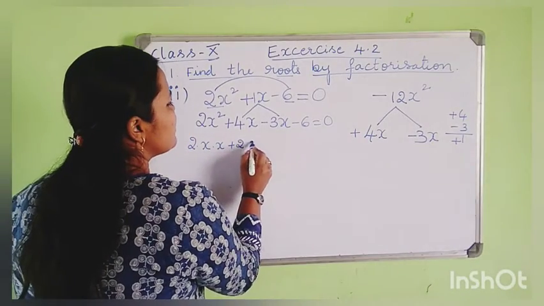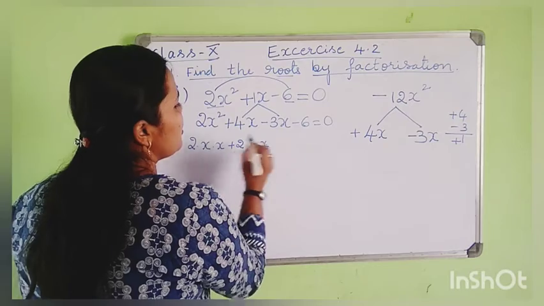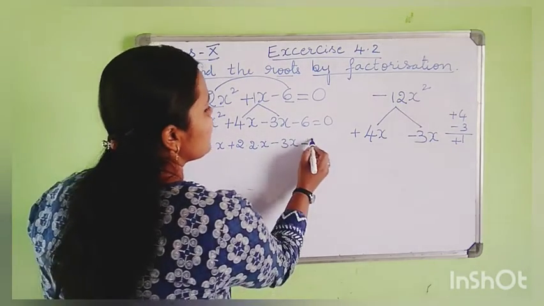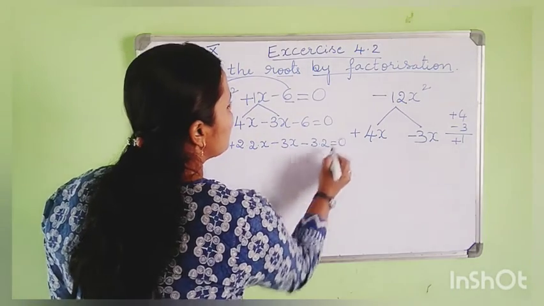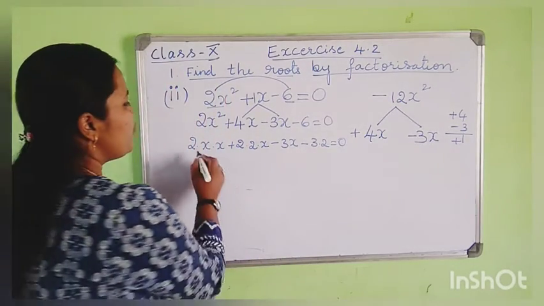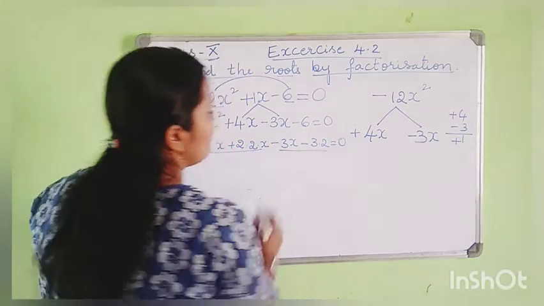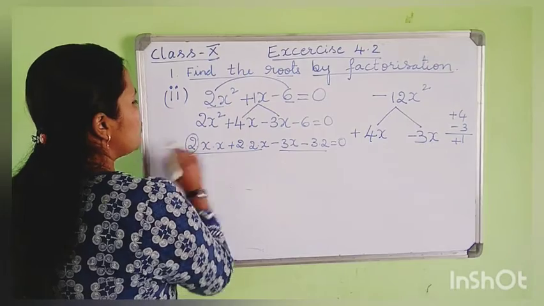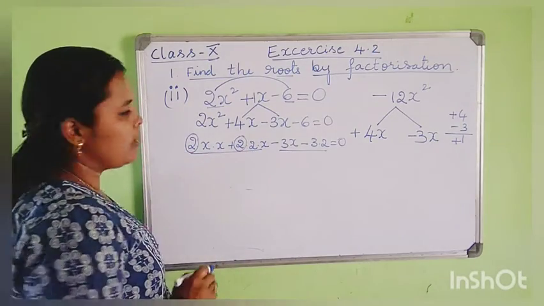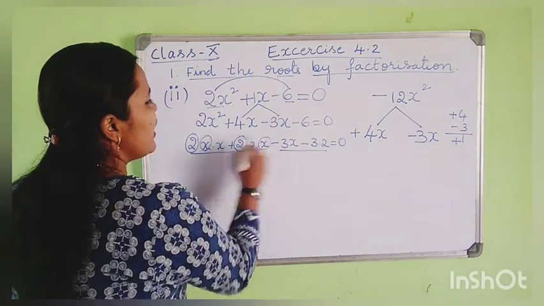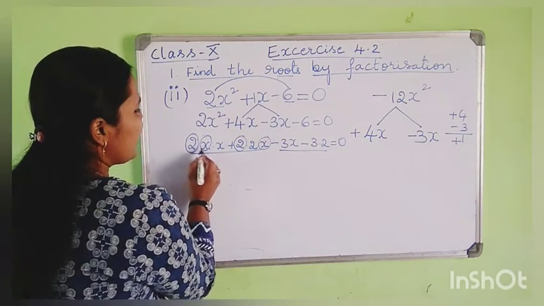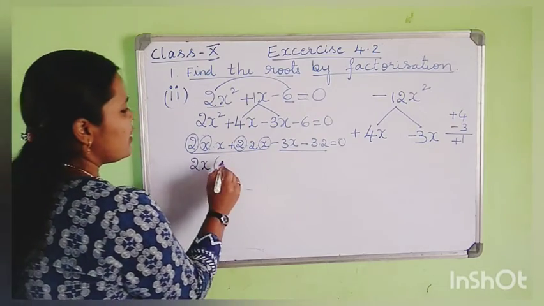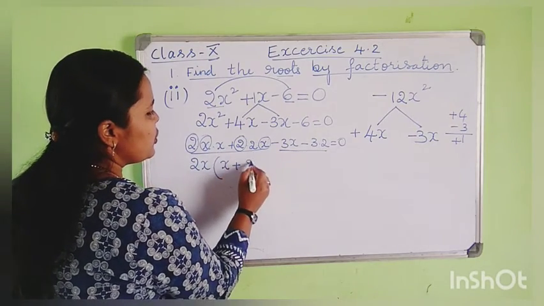So you can take this 4 as 2 into 2 into x, 3x minus 6 can be taken as 3 into 2, right? Is equal to 0. What is the next step? We have to group 2 terms, right? So in this, take out the common. 2 is common here, 2 is common, and also we have x common, right? So now we can take out 2x common. What is remaining here? x plus 2.